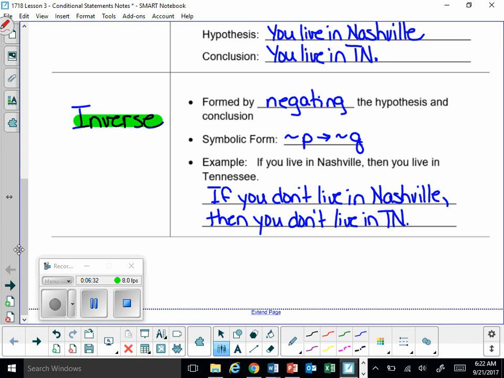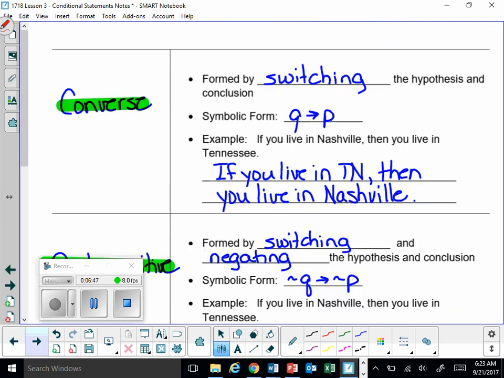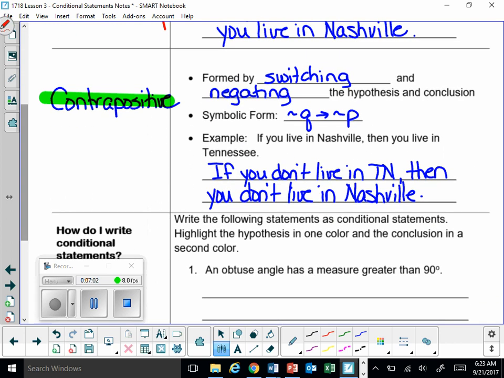If you don't live in Nashville, then you don't live in Tennessee. True or false? Truth value here is false, right? There are other towns and cities in Tennessee other than Nashville. Our converse, if you live in Tennessee, then you live in Nashville. Another false, there are other towns and cities in Tennessee. And finally, our contrapositive, if you don't live in Tennessee, then you don't live in Nashville. True.